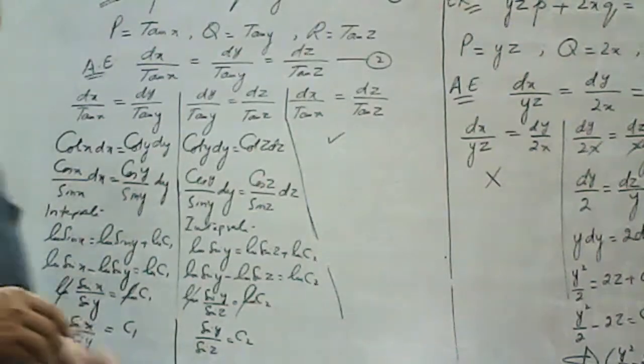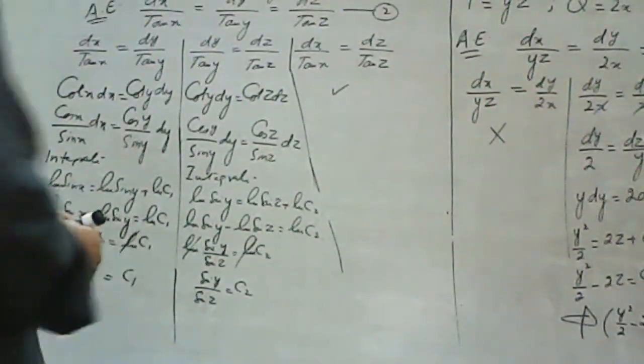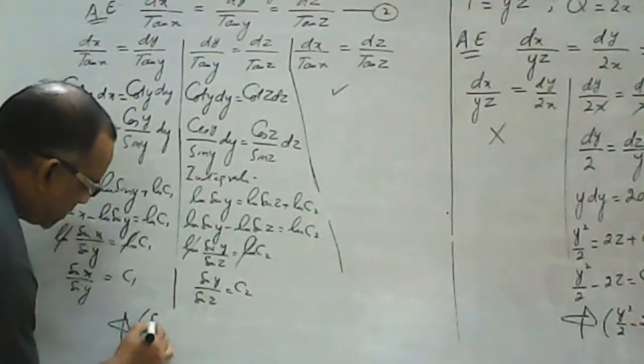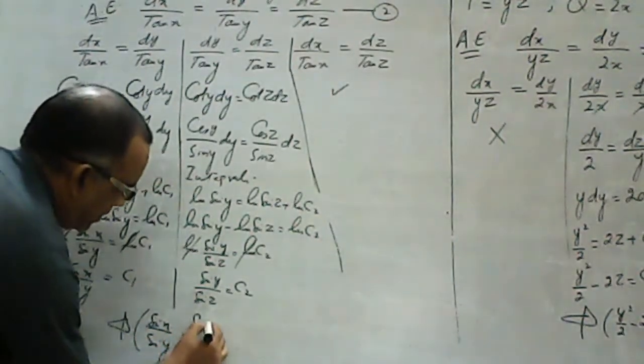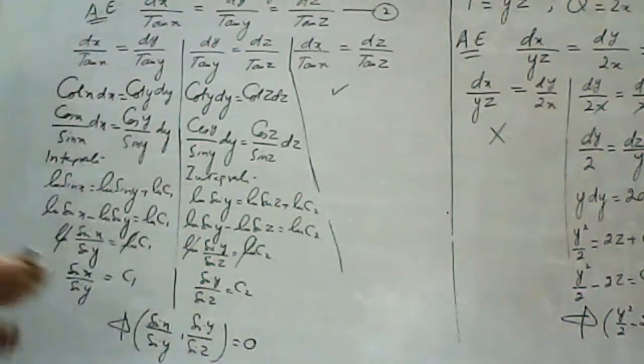So now the final step, that is writing the answer. So the general solution, that is phi of sin x upon sin y and sin y upon sin z equal to 0.